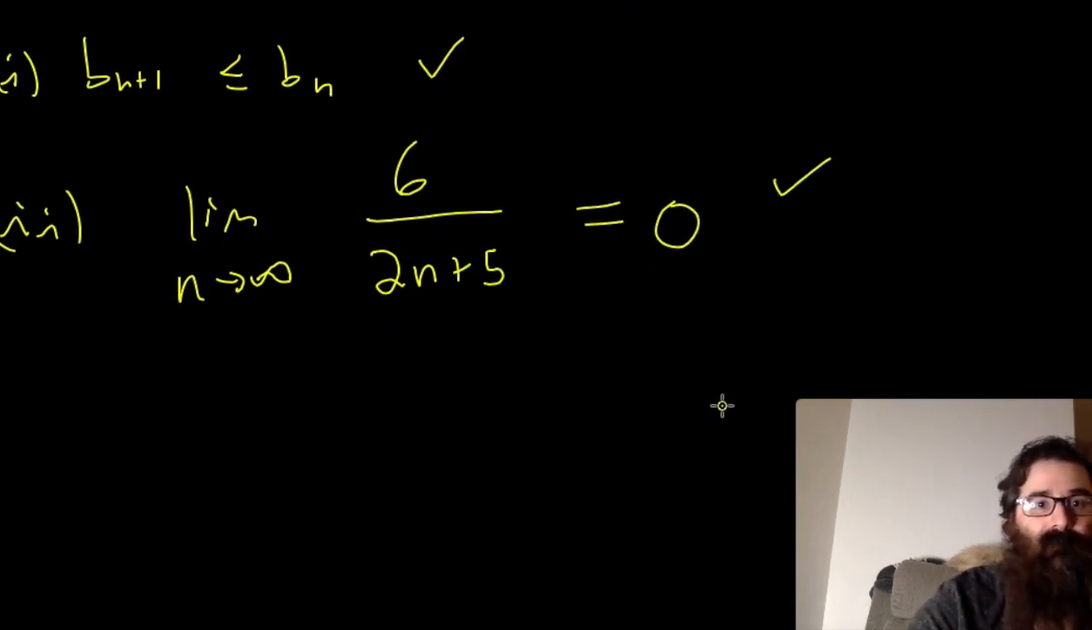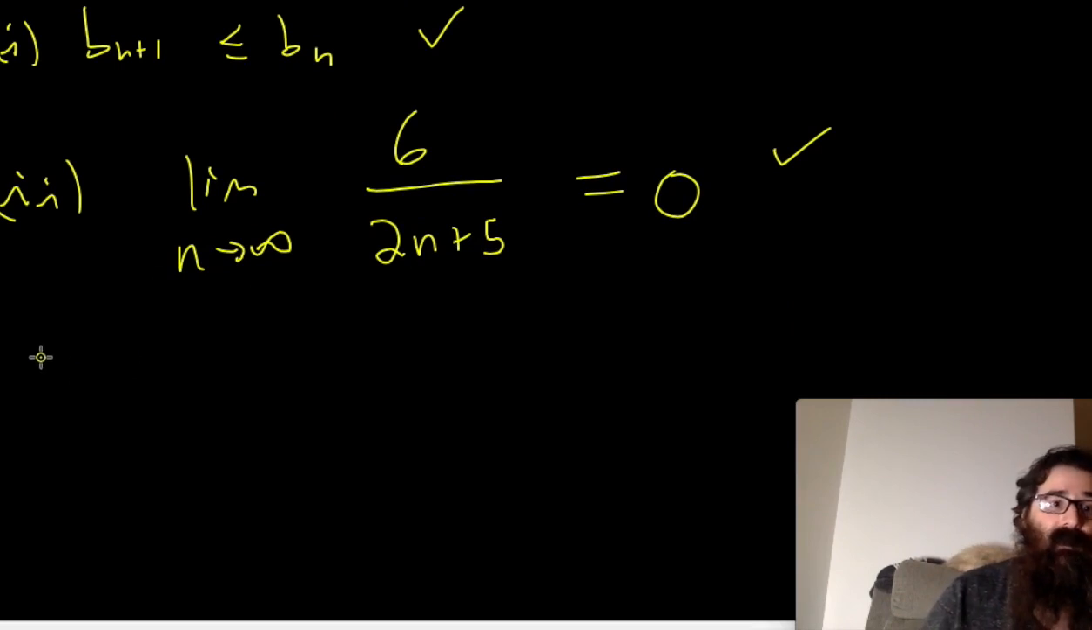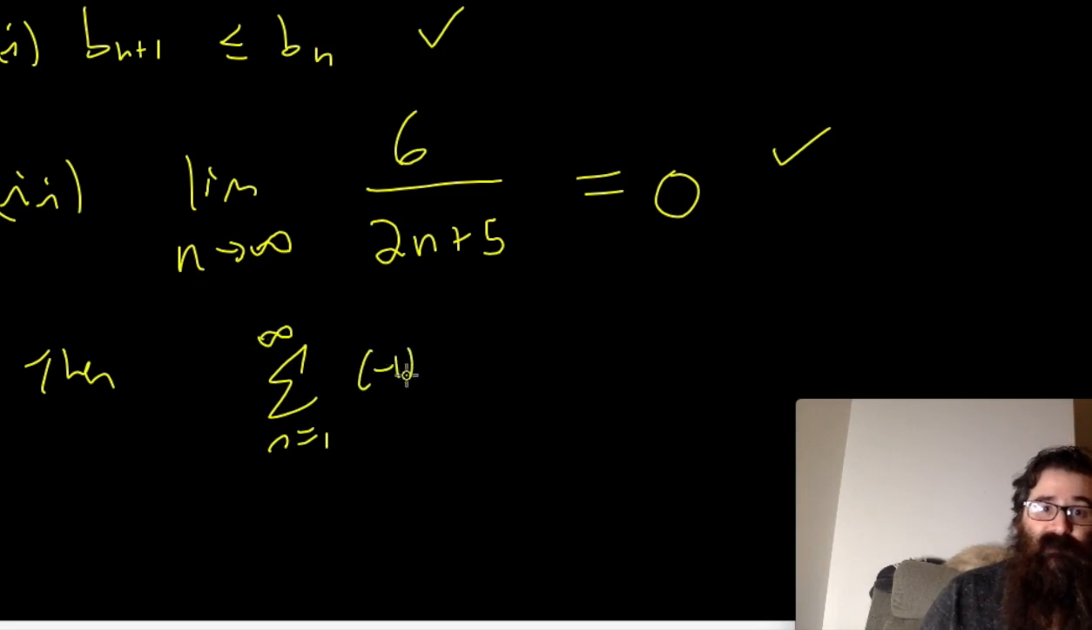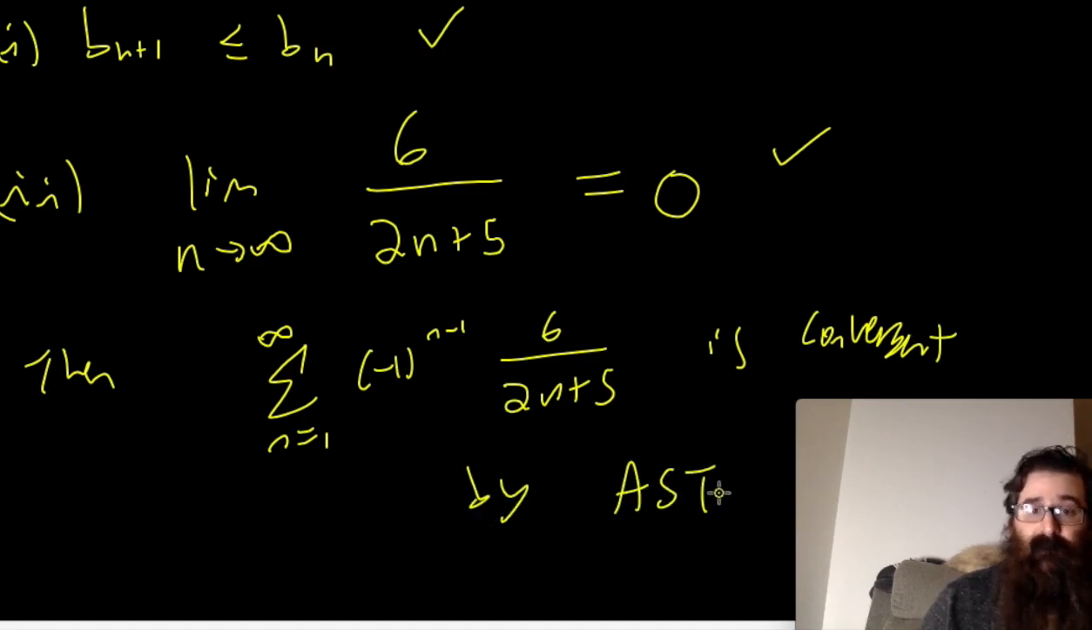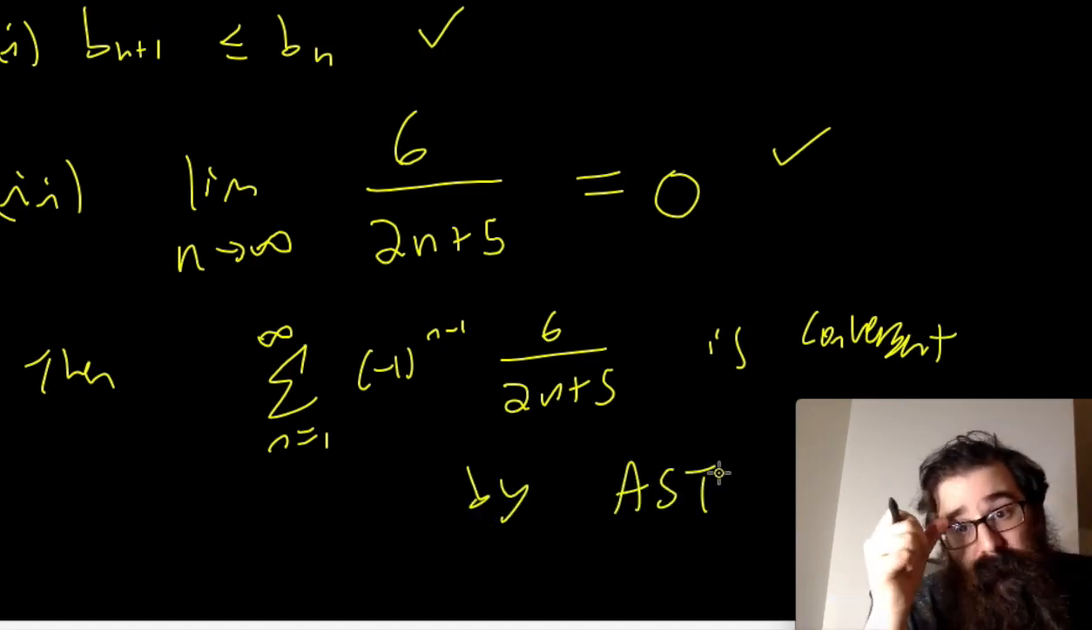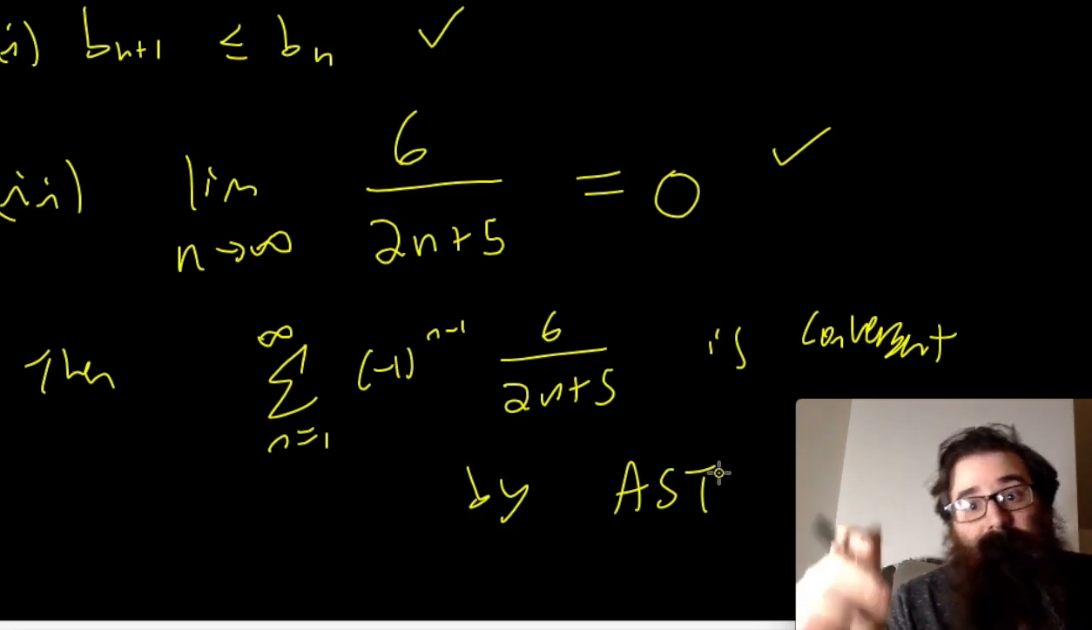So then, since this is the case, we could say, well then, the sum that we have, which is the sum from n equals 1 to infinity of negative 1 to the power of n minus 1 times 6 over 2n plus 5, is convergent as an alternating series by the alternating series test. And again, I'm abbreviating that AST.